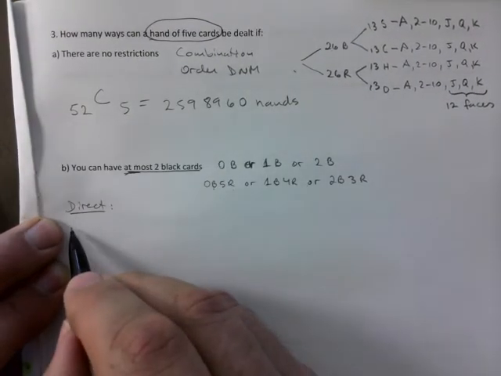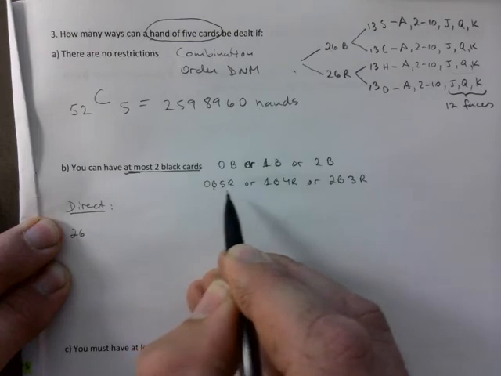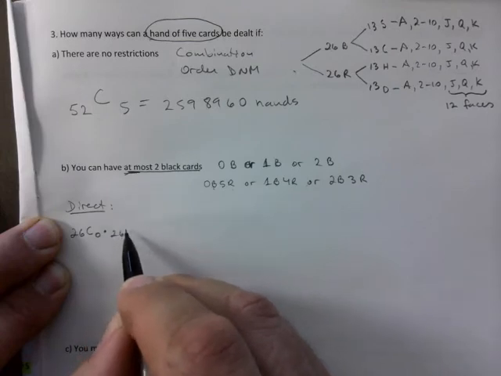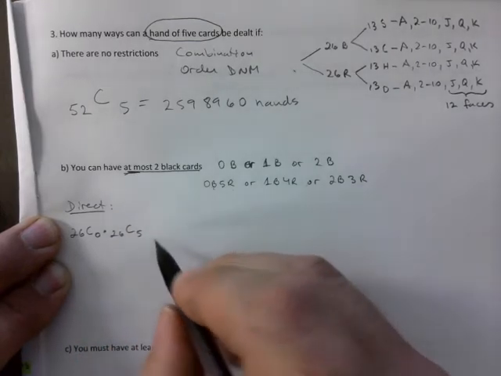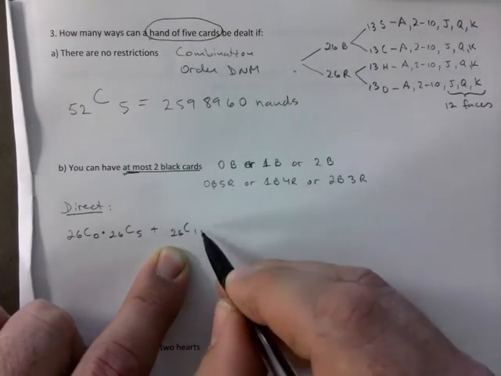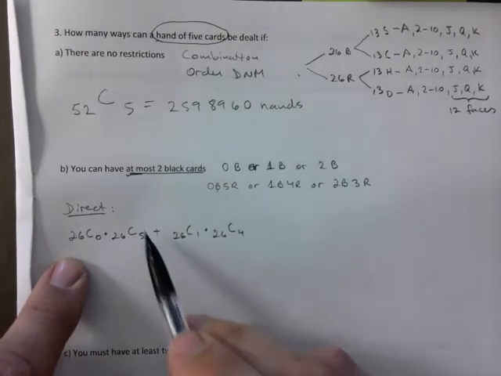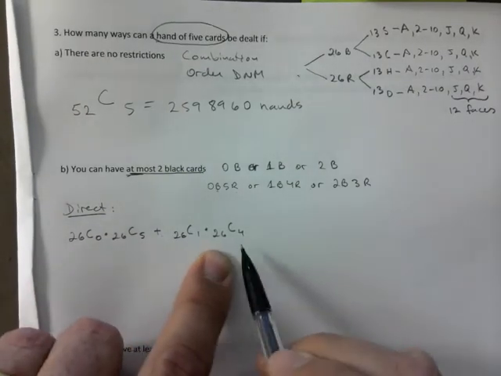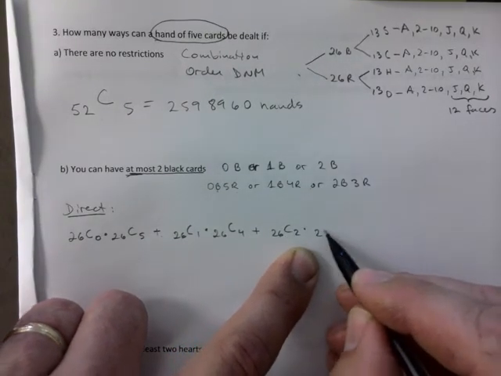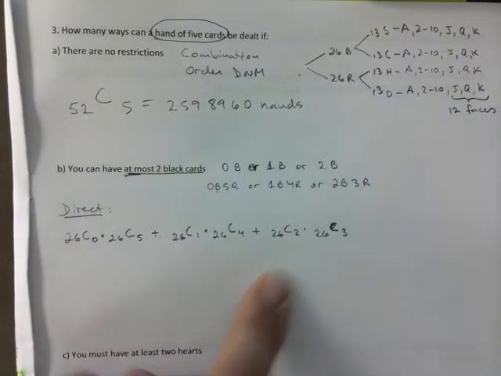Okay, direct, we're going to go out of the 26. I'm going to follow this as this is my kind of formula, my setup. So out of the 26 black cards, I'm going to choose 0. And out of the 26, I'm going to choose 5. Or the next one is out of the 26, I'm going to choose 1. And out of the 26, choose 4. So this is one scenario, or the other scenario, or out of the 26, I'm going to choose 2. And out of the 26 remaining, I'm going to choose 3. Right? So that's your setup there.